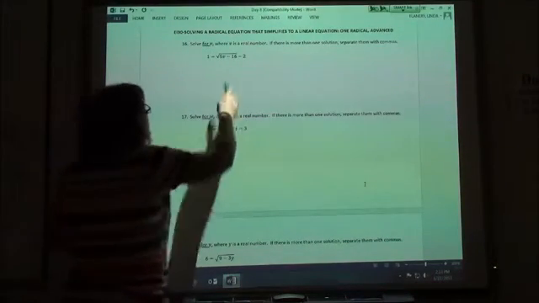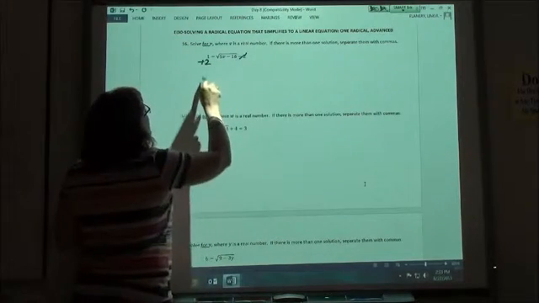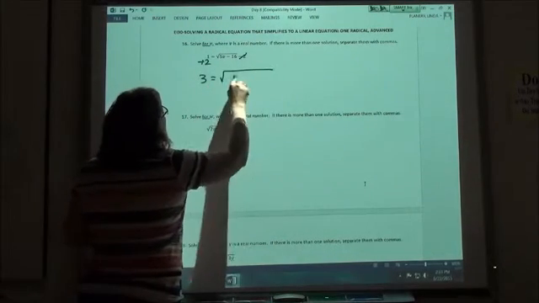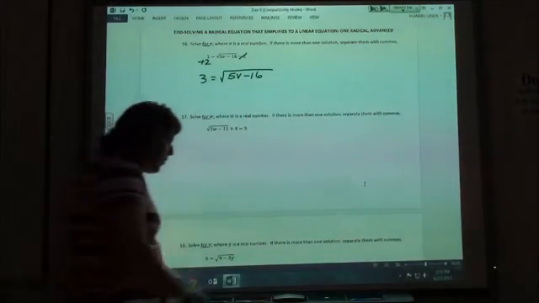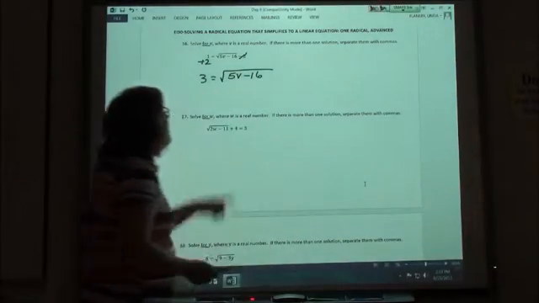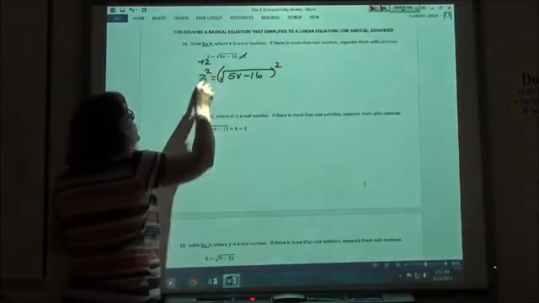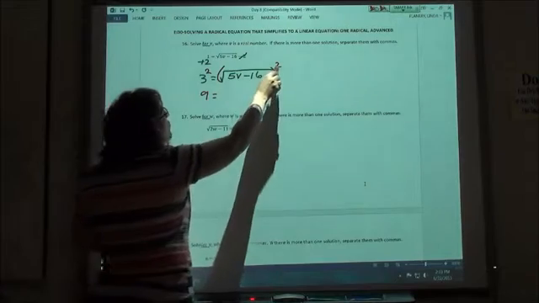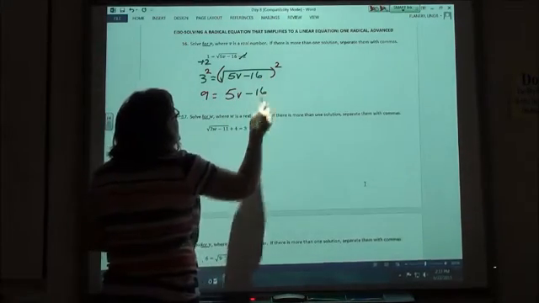So first thing we want to do is get this by itself. So I'm going to add my 2 and move that over. So 3 is equal to the square root of 5b minus 16. Now I can get rid of the square root since it's by itself by squaring both sides. 3 squared is 9. When we square a square root, it cancels out, so we get 5b minus 16.